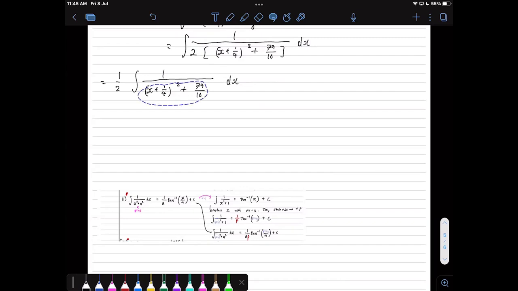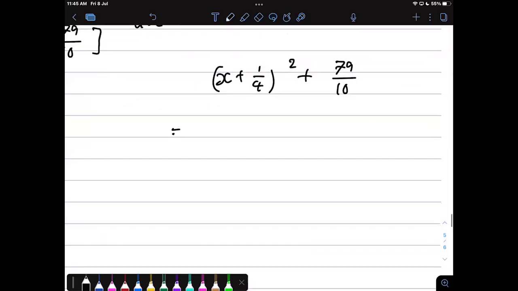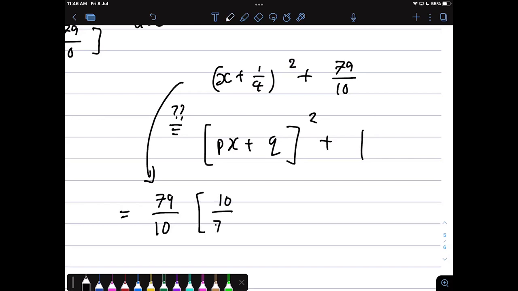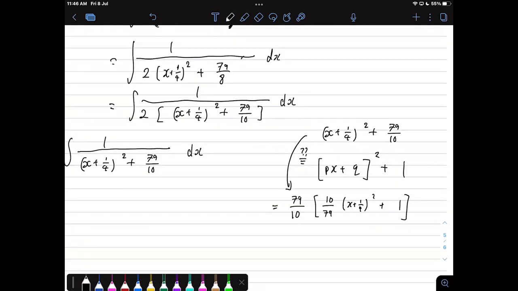Okay. (x plus 1 over 4) squared plus 79 over 16. Here's what I'm going to do. I wish for it to be in the format of (px plus q) squared plus 1 squared. I want it to be like that. How can I force it to be equal? What I can do is, 79 over 16, I want to make it into a 1. 1 squared is just 1. So what I can do now is factor out 79 over 16. What am I left with? It's 16 over 79 times (x plus 1 over 4) squared, plus 1. Yes? Yes. Okay.